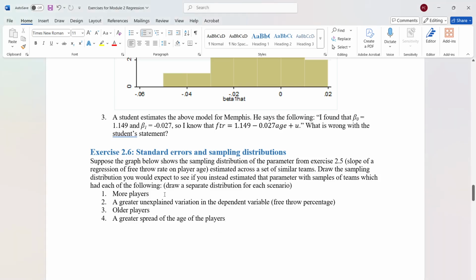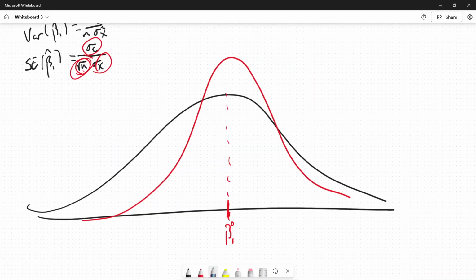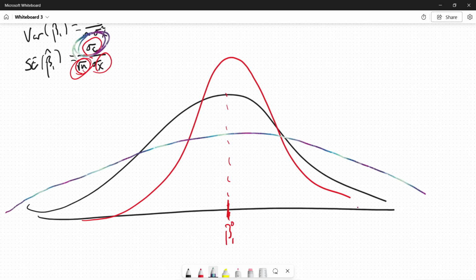How about a greater unexplained variation in the dependent variable, which is free throw percentage? Well, okay, that's the error terms. So if there's more variation in the error terms, expect a shorter and fatter distribution. It'll go way further out in the tails. I'll have more of these extreme values. So perhaps a picture like that.